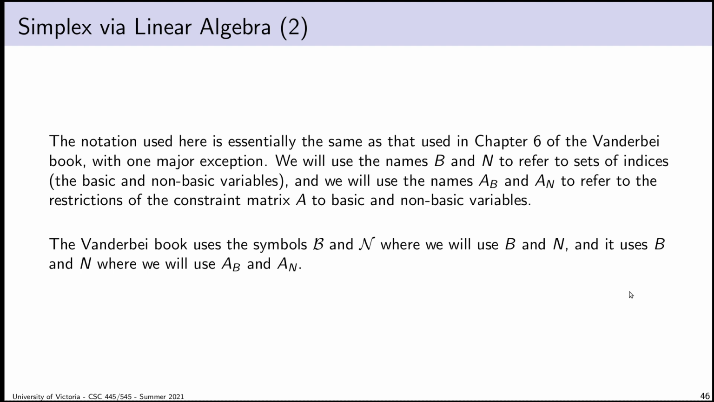So the Vanderbeek book also refers to our basis as a collection of indices. However, for some reason, Vanderbeek uses these symbols to refer to our index sets. And then, to refer to what we're going to call A_B and A_N, in other words, the columns of my constraint matrix for basic variables and the columns for non-basic variables, the Vanderbeek book just uses B and N. Maybe you can see there's a bit of a problem there.